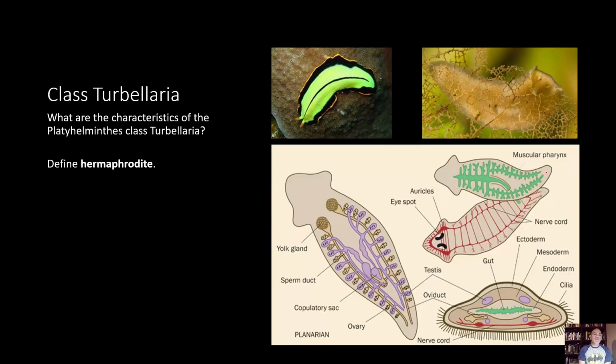So the first class is Turbellaria. And what are some key characteristics of the Turbellaria? Well, there are some marine ones, and this one here is a freshwater one, which is the Planaria or Dugesia. Like all the group, they're acoelomates, but they do have a more complex setup than the cnidarians. They have organ systems.